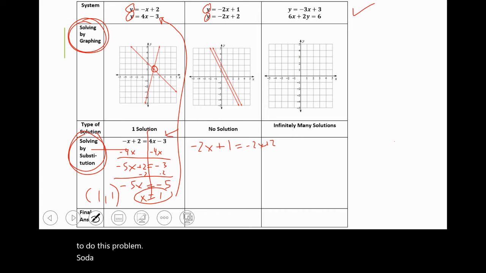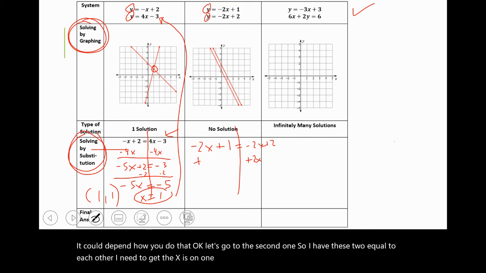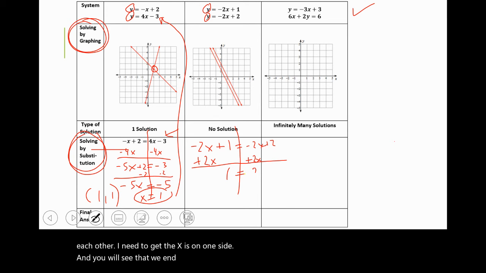So depending on the question, and sometimes you'll have a choice, it could depend how you do that. Okay, let's go to the second one. So I have these two equal to each other. I need to get the x's on one side. And you will see that we end up with 1 equals 2. The variables went away. Well, 1 does not equal 2.